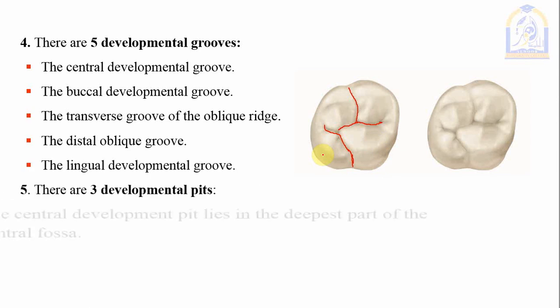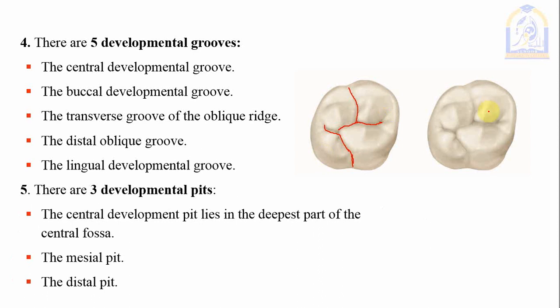There are also three developmental pits. The central developmental pit, which lies in the center of the central fossa, is deep and prone to caries. From this pit, three grooves originate: the buccal developmental groove, the central developmental groove, and the transverse groove of the oblique ridge. And the mesial pit, which is located in the apex of the mesial triangular fossa. And there is the distal pit, which is located in the apex of the distal triangular fossa.